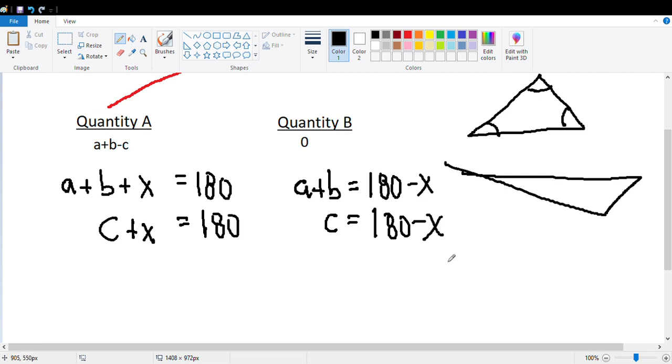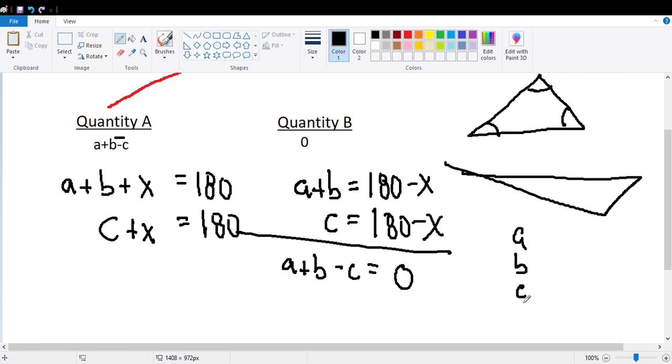So if I subtract them, A plus B minus C, on the other side I'm going to get 0. And that tells us that quantity A must be the same as quantity B. So our answer, if we label the choices A, B, C, and D, would be C. Quantity A and quantity B are the same.